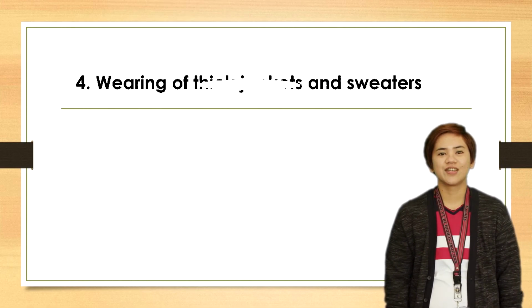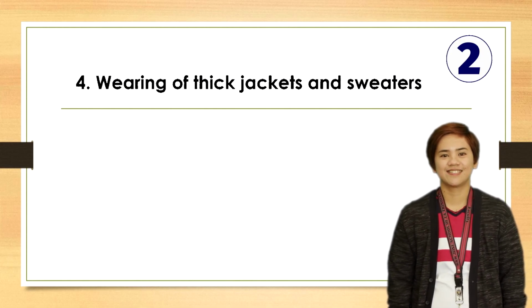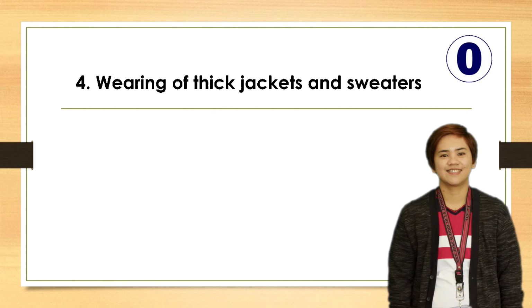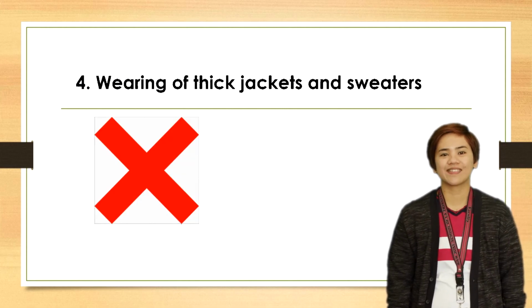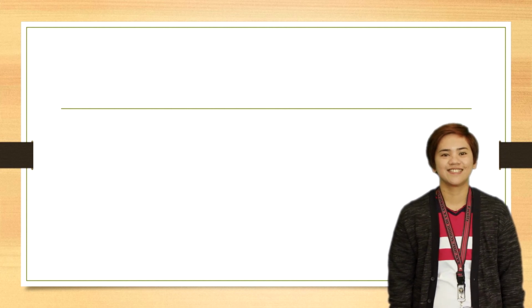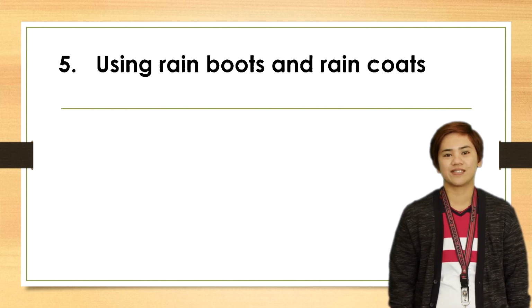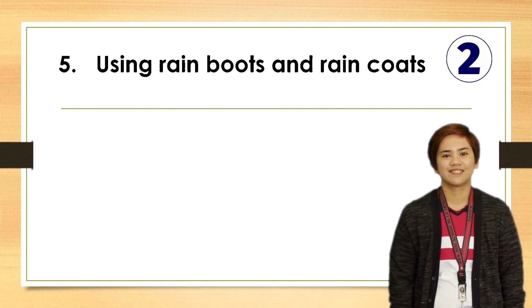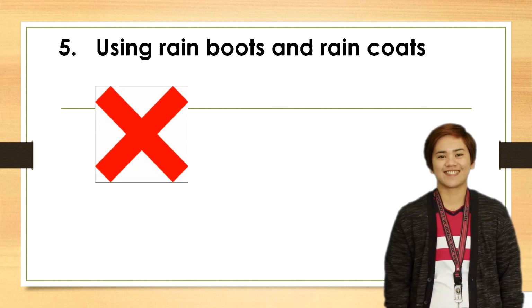Number 4. Wearing of thick jackets and sweaters. You are right! It is wrong to wear thick jackets and sweaters during a sunny day. Number 5. Using rainbows and raincoats. Bravo! The answer is X.